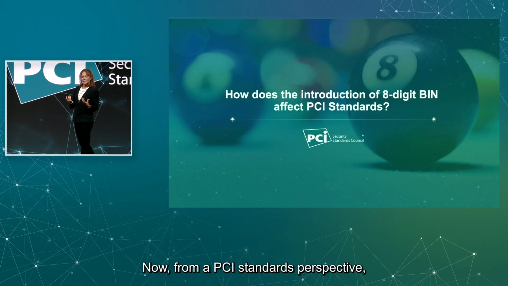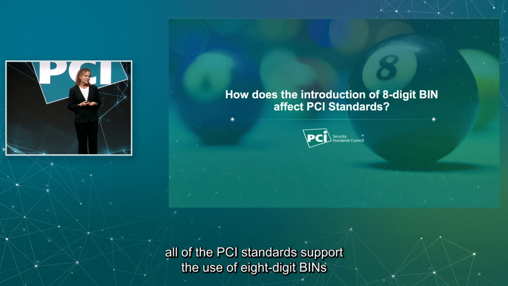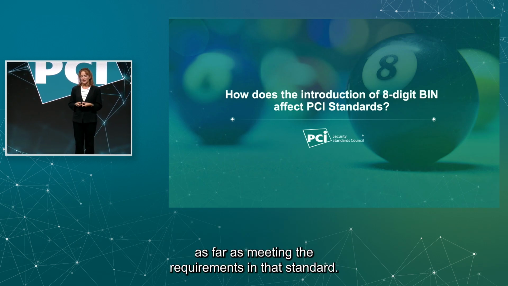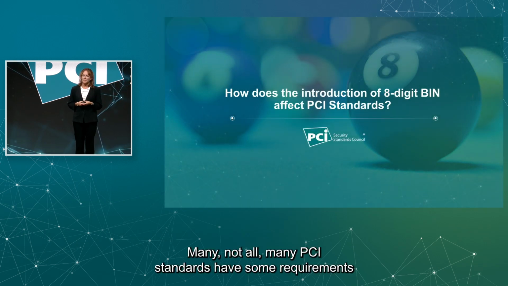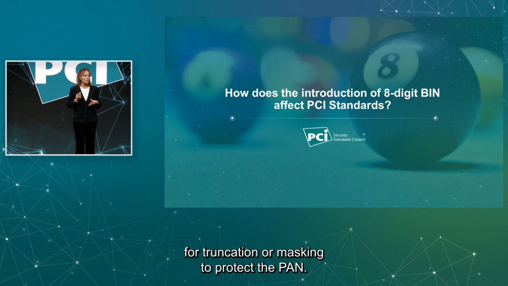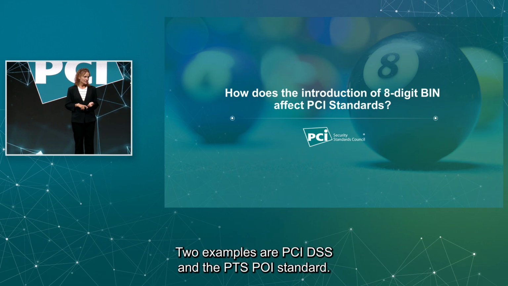Now, from a PCI standards perspective, all of the PCI standards support the use of 8-digit bins as far as meeting the requirements in that standard. Many, not all, many PCI standards have some requirements for truncation or masking to protect the PAN. Two examples are PCI DSS and the PTS POI standard.